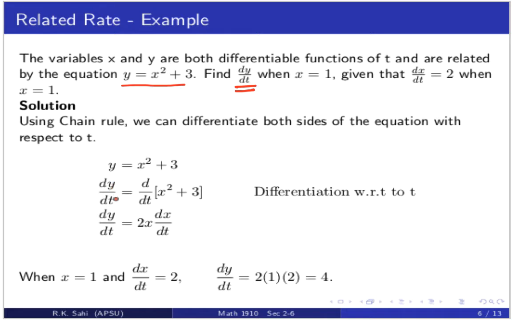Now remember, y and t, and x and t, are not the same variable. So what does that mean? We have to apply the chain rule. When you apply the differential on x squared plus 3, the differential of a constant is 0, but the differential of x squared is 2x times dx over dt. The question says find dy by dt when x is 1, given that dx over dt is 2. We have to be given x and dx over dt to find dy by dt. So we just substitute the values for x and dx over dt. Our final answer for dy by dt is 4.